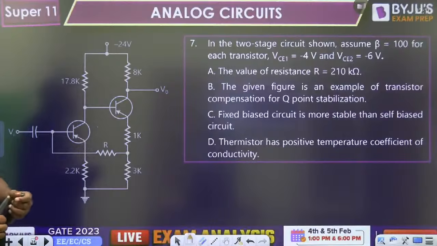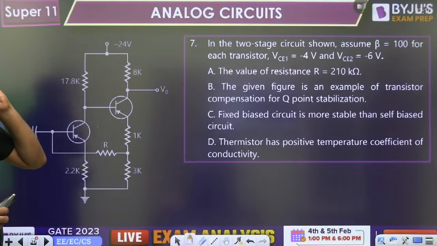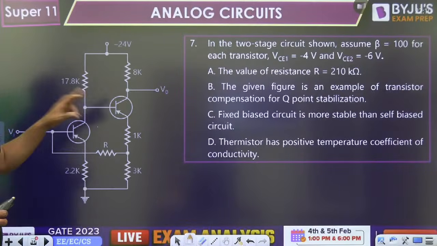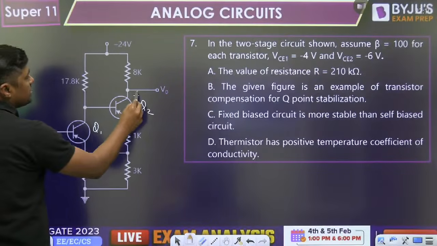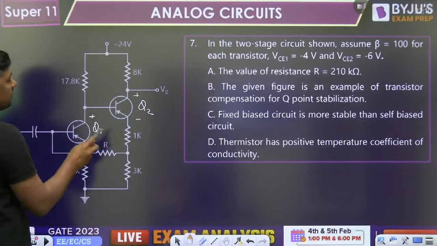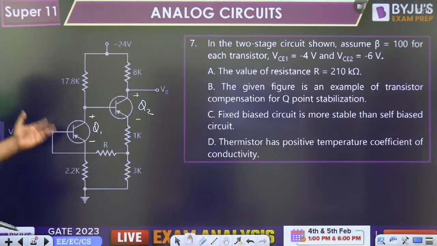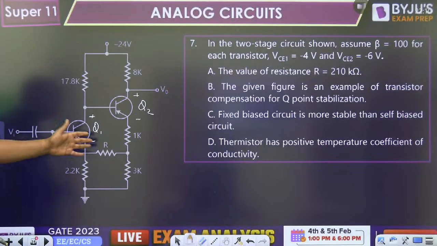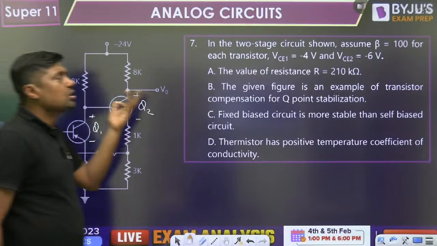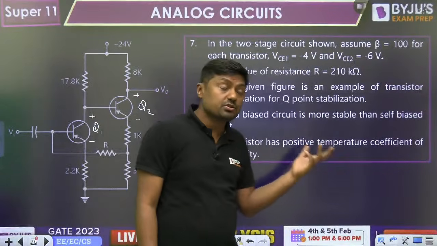What is the beta given? 100. VC1 minus 4 volt, VC2 minus 6 volt. This is the Q2. This is the Q1. This is the VCE2, this is the VC1. Why are VC1, VC2 given negative? Because it is a PNP transistor. 17.8 kilo ohm, 2.82 kilo ohm, R, 3 kilo ohm, 1 kilo ohm. You have to find the value of R. There may be one question only, find the value of R, or it may be MSQ.